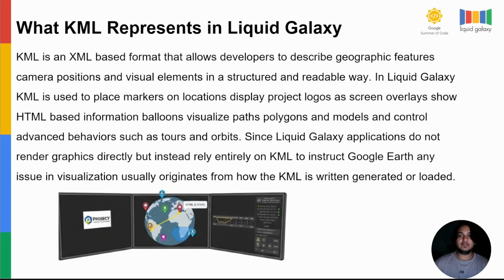This is why, if something looks wrong on the screen or there are any visualization errors, the first thing we should always suspect is not the UI or the logic, but the KML itself. Its structure, its values, and the way it has been interpreted by Google Earth.